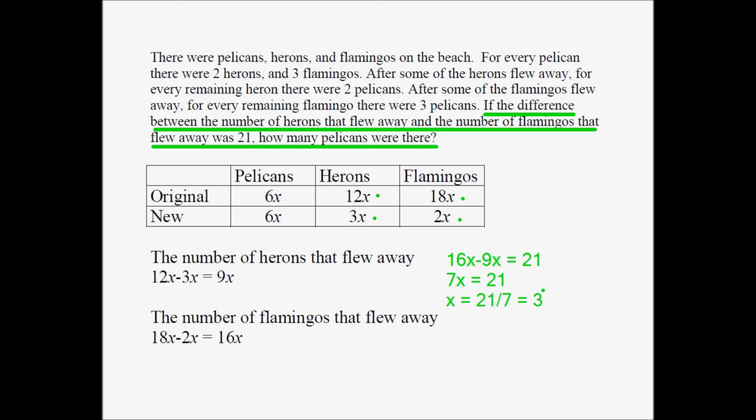Now the question wants us to find the original number of pelicans. If x is 3, the original number of pelicans has to be 3 times 6, or 18. That's my answer. There were 18 pelicans originally. 18 is my answer. I'm going to write 18 here.